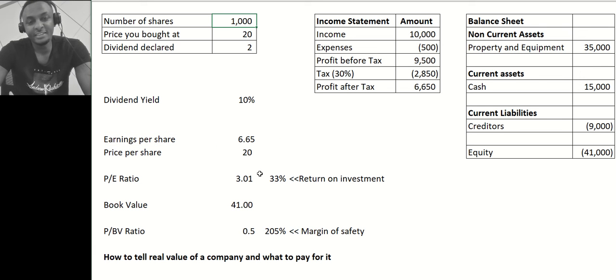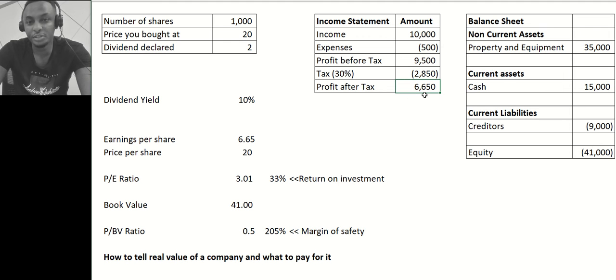You'll always find that companies have a number of shares out there. So in my hypothetical company, you have 1,000 shares, and the company had an income of 10,000 and expenses of 500, which is a very cost efficient company. You will find this in real life, well, you can find it with some of the bigger companies. Profit before tax will then be your income minus your expenses, and then tax at 30% gives you your profit after tax.